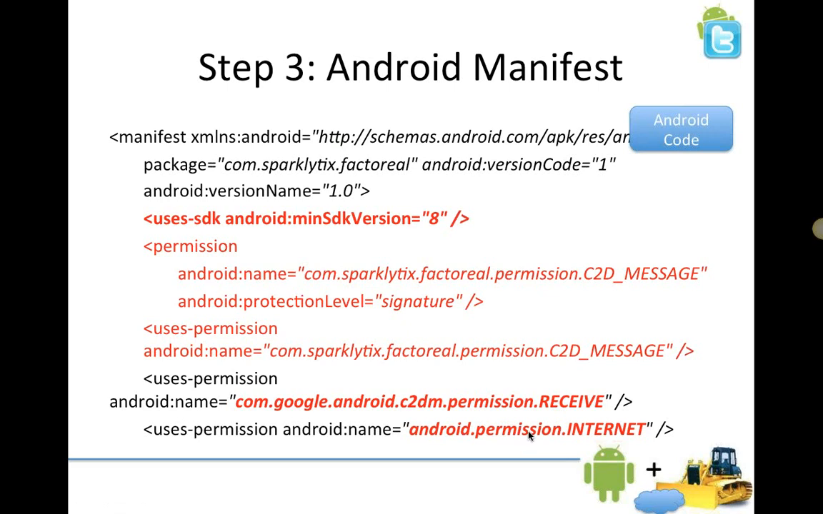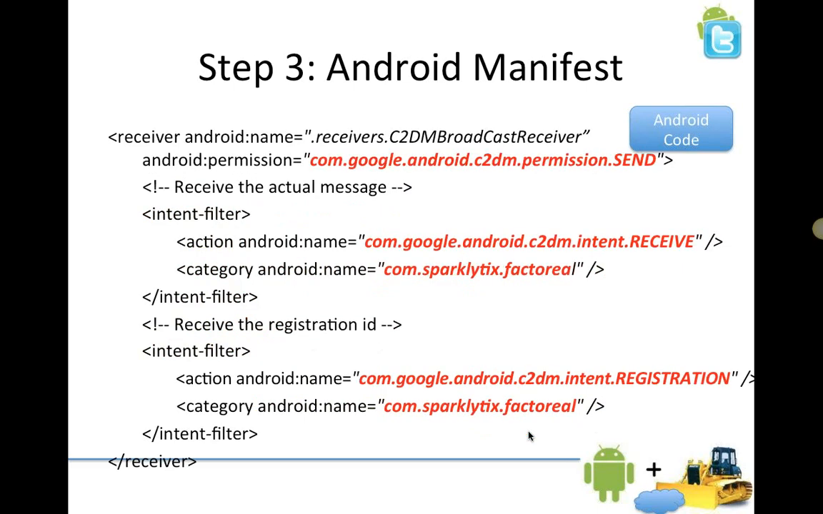The second thing is you need to have an intent receiver, and this intent receiver needs to handle two kinds of responses. One is that it needs to definitely receive the C2D messages coming from the cloud. This is declared by the com.google.android.c2dm.intent.RECEIVE action. And the category will be my application itself.